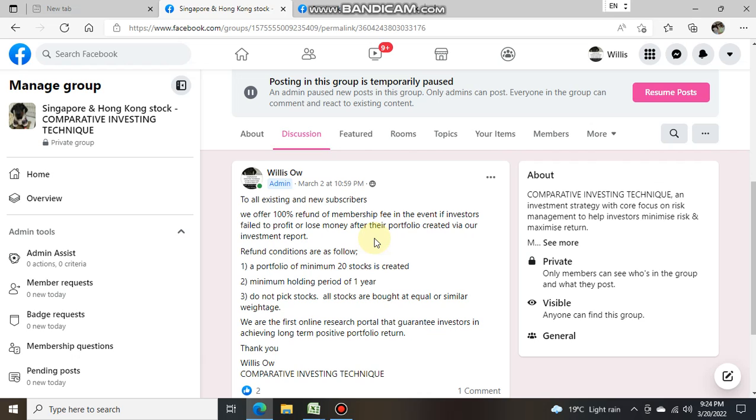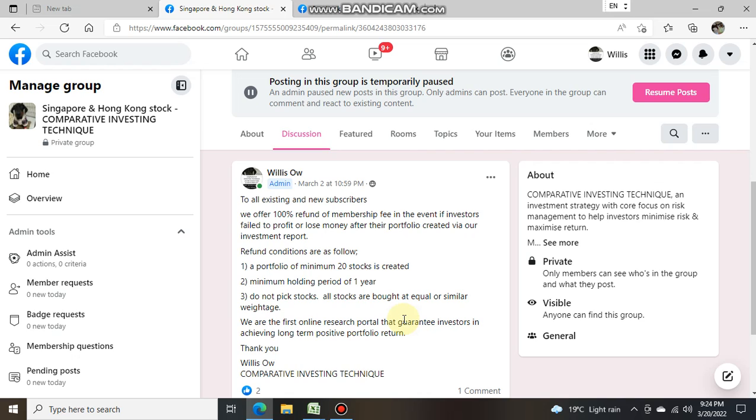But of course, on the condition that you must at least maintain a portfolio of 20 stocks, with a minimum holding period of at least 1 year. Do not pick stocks. All stocks have to be bought at equal or similar weightage. That means every stock you only buy once, and every stock you buy at the same weightage. You don't say, these stocks I like very much, I buy more, and these stocks I don't like so much, I buy a much lesser amount. No, you don't do that. Every stock you buy at the same amount, and you don't pick stocks.